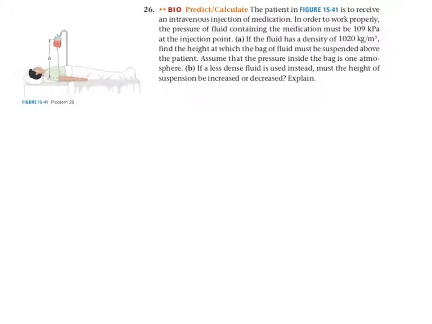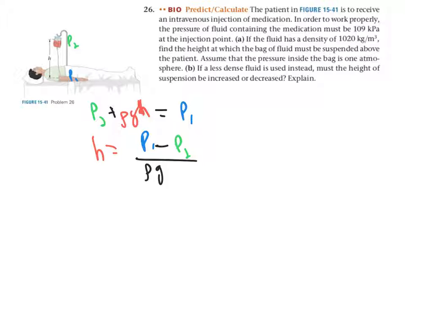So again, we're going to say that we have some pressure here and some other pressure here. And we know that pressure 2 plus rho g h gives me pressure 1. And so, solving all of this, h is pressure 1 minus pressure 2 all over rho g. And we just get some numbers.